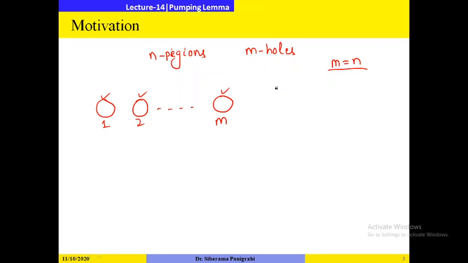Now if I put another restriction, that the number of pigeons n is more than the number of holes m, it means there will be at least one hole where you will have multiple pigeons. For example, let's say n equals 5 and m equals 3. So 3 holes are there and 5 pigeons. You put a pigeon in each hole, and there are still two more pigeons to be inserted. As n is greater than m, there will be at least one hole where the number of pigeons is more than 1. Based on this principle, this lemma has been developed.